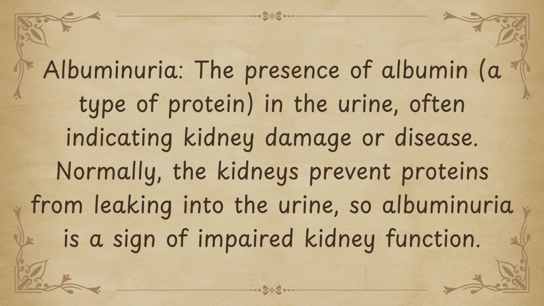Albuminuria. The presence of albumin, a type of protein in the urine, often indicating kidney damage or disease. Normally, the kidneys prevent proteins from leaking into the urine, so albuminuria is a sign of impaired kidney function.